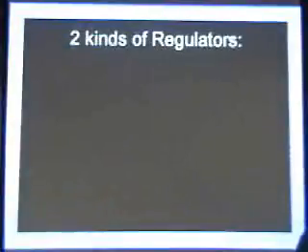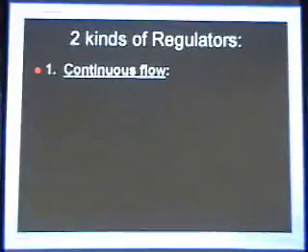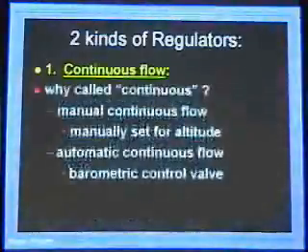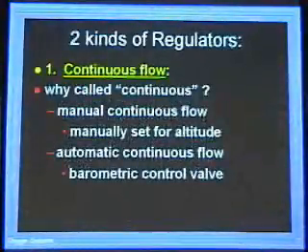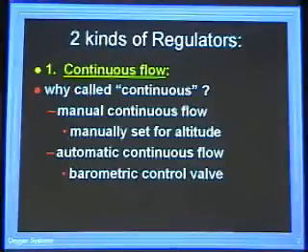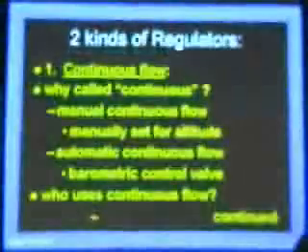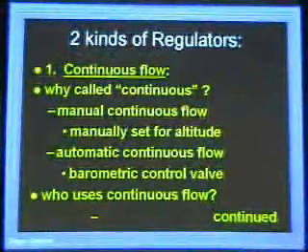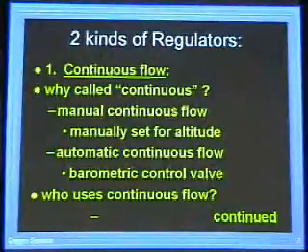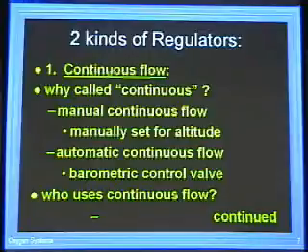There are essentially two kinds of oxygen regulators. There's the continuous flow, and then there's the demand regulator. The continuous flow is called continuous flow because the oxygen goes to the mask all the time, at a steady rate. The oxygen doesn't start and stop. Even when you're not breathing in, oxygen is going towards the mask.